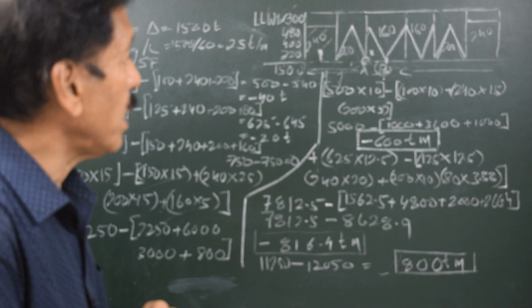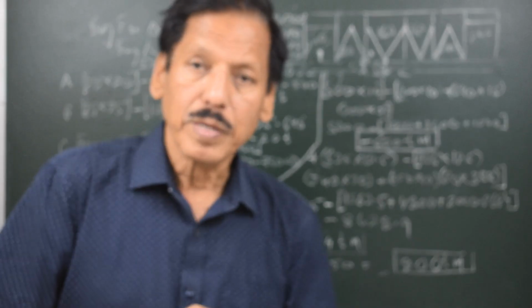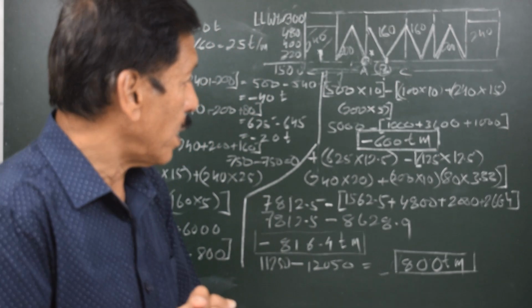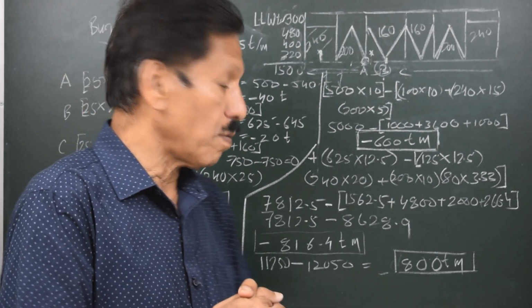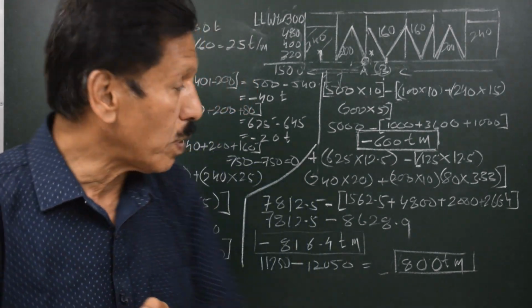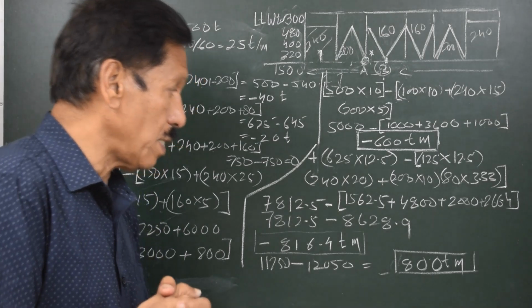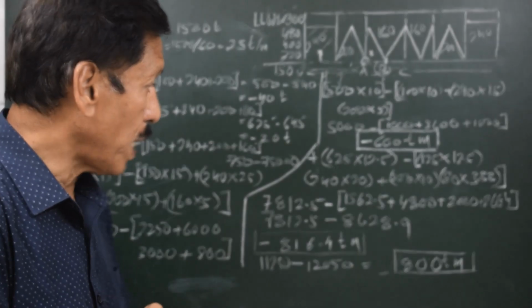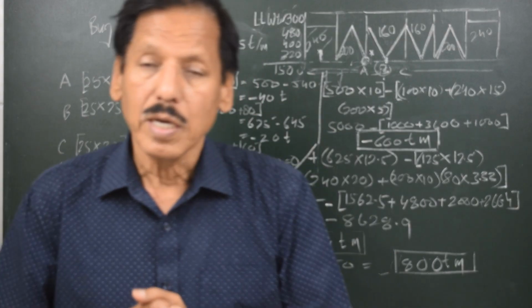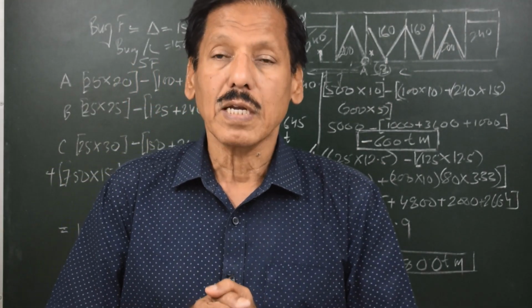All 3 points are hogging, right? And in case we want the answer in the form of kilonewton meters, we will multiply these figures by 9.81, right? All negative means at all these 3 points the vessel is hogging.